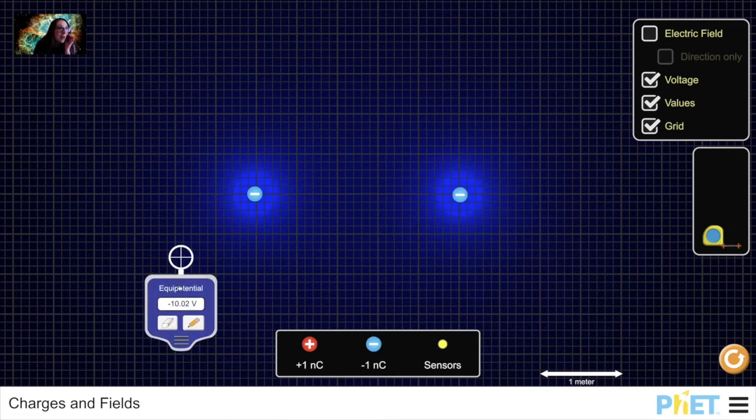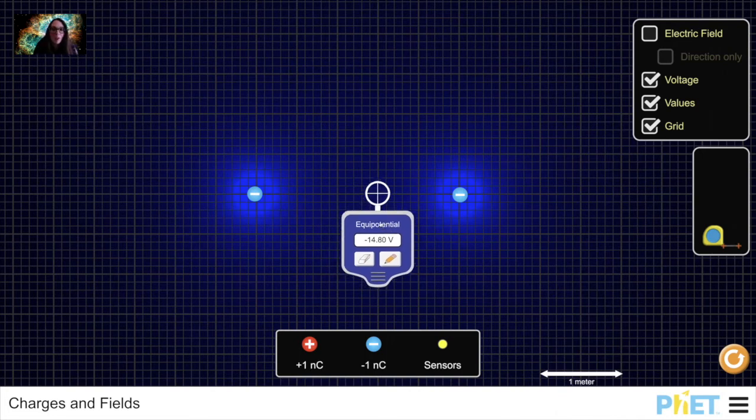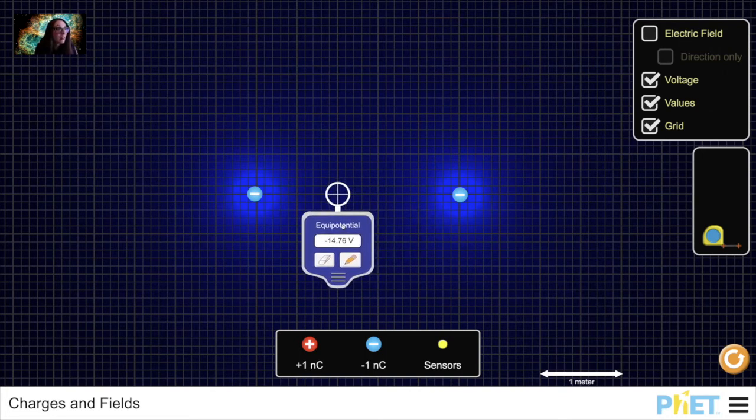In any case, you could map out equipotential surfaces in this way by using this little meter to find every point where the potential at that point is the same value. You connect all of those points and then you get your equipotential surface. It's kind of like a contour map in geography.